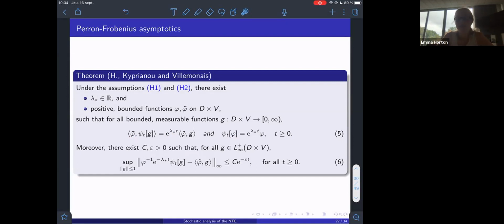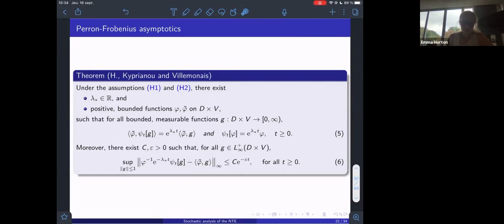So these quantities exist even for this extended system, for the branching process. And we can also show that we have convergence of the linear semigroup towards the stationary distribution. If I normalize by e to the minus lambda star t and phi tilde, then this converges towards the left eigenfunction exponentially quickly. And what this means is that lambda star describes the average growth of the number of particles in the system.